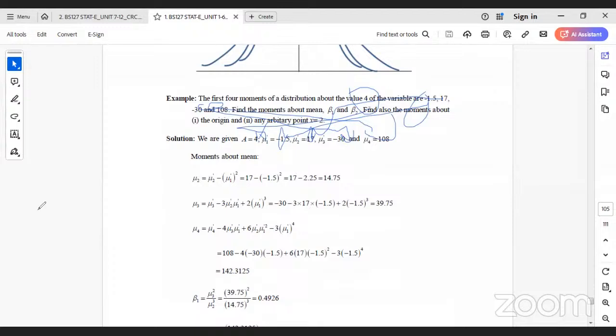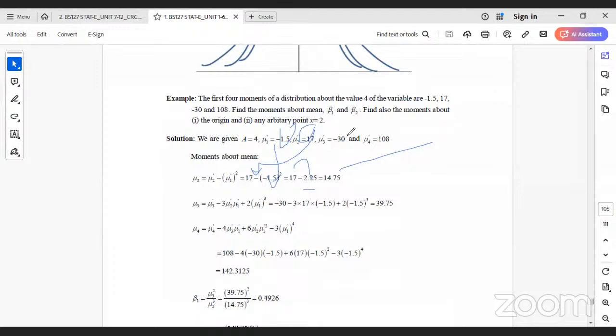Clear? So mu2 is equal to mu2 dash minus mu1 dash whole square. What is mu2 dash here? 17. What is mu1 dash? Minus 1.5 whole square, that is 2.25. 17 minus 2.25 is 14.75. Good. Mu3 formula: mu3 = mu3 dash minus 3 mu2 dash mu1 dash plus 2 mu1 dash whole cube.